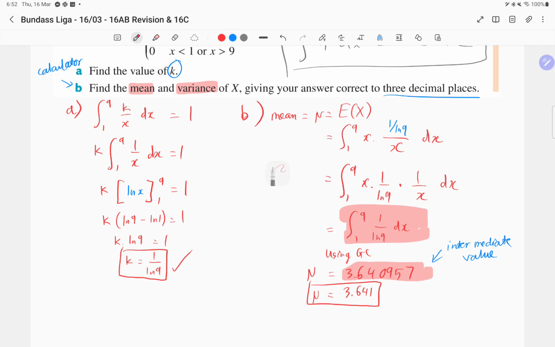Can you explain how to get from the first to the second? Which one? Of B. For B, from here to here? Yeah, so this is essentially bringing that one out as a separate multiplication. It's like if you see 3 over x, this is the same as 3 times 1 over x. Does that make sense? So instead of 1 over ln 9, I'll just bring it out as a separate thing that is times 1 over x. That can look a little bit strange, but that's just how it's worked through.